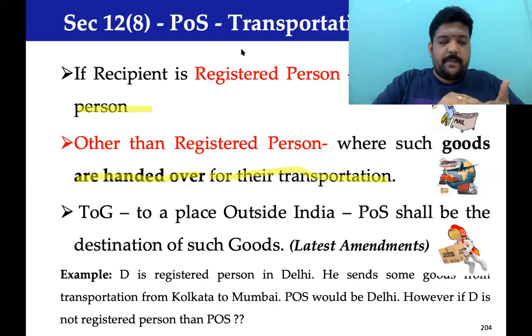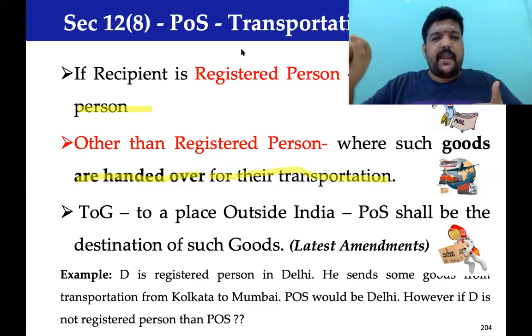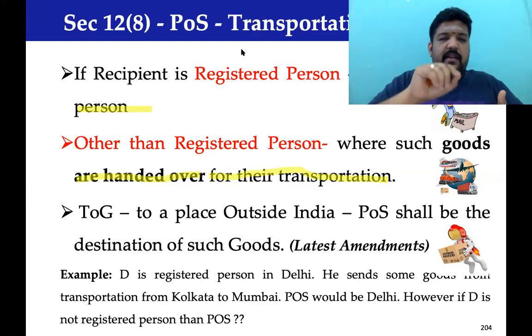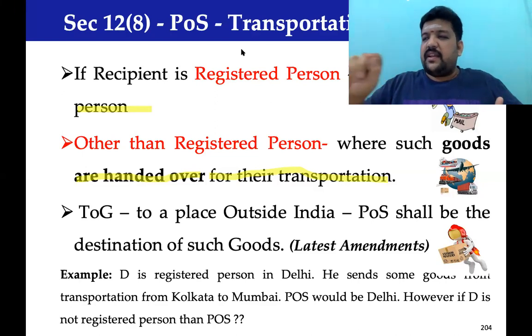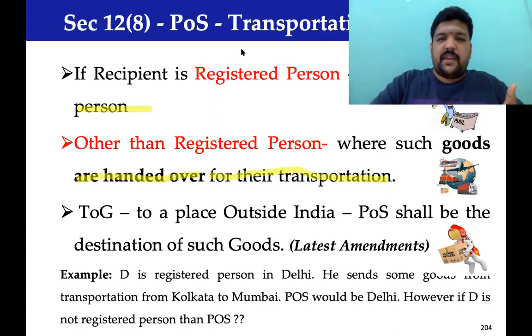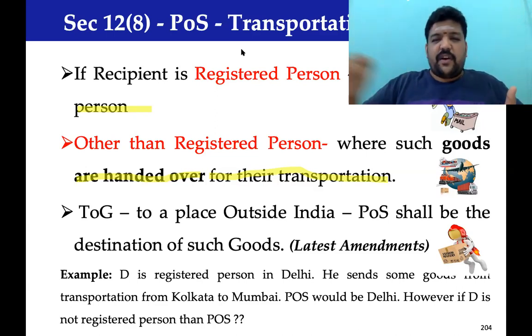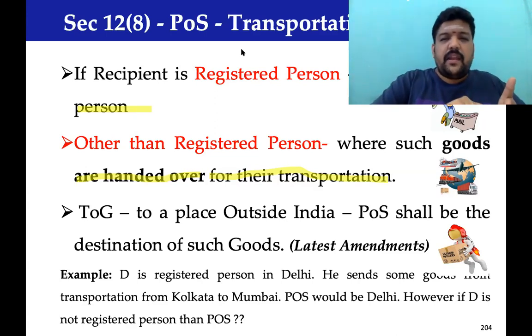The place of supply in case of transportation of goods, including mail and courier: A. If the recipient is registered, place of supply is the location of the recipient. B. Other than a registered person, the place of supply is the place where the goods are handed over for their transportation. Then one proviso was inserted, that will come later. Here, nowhere is the word recipient there.